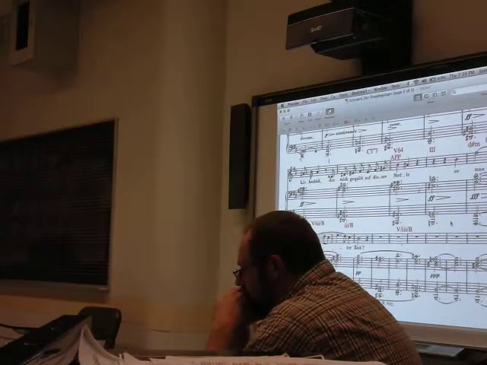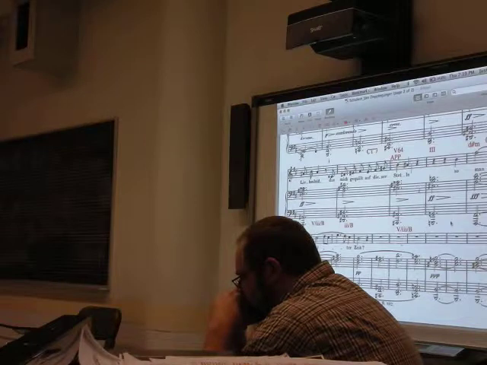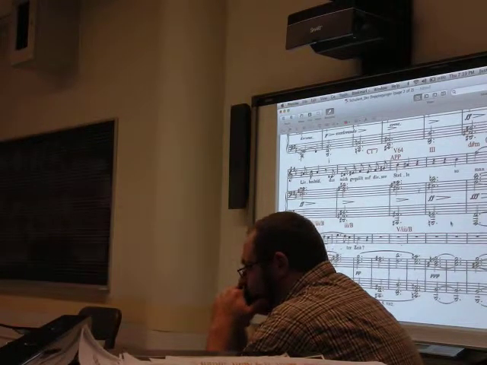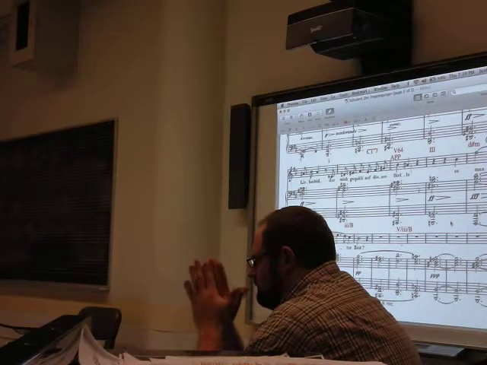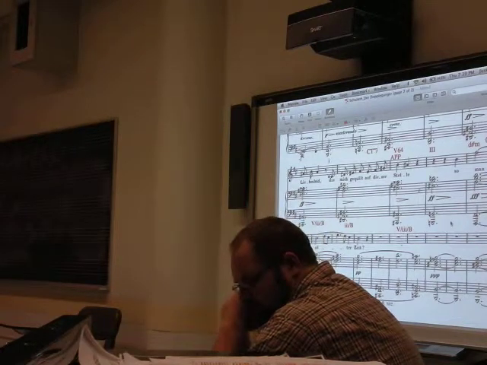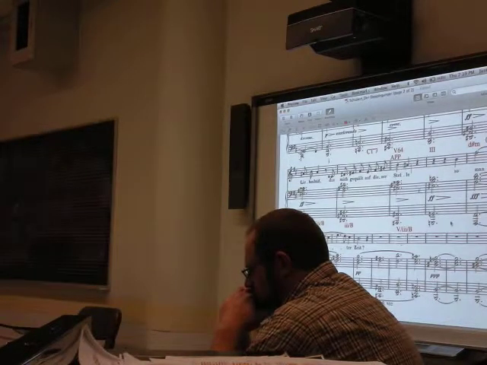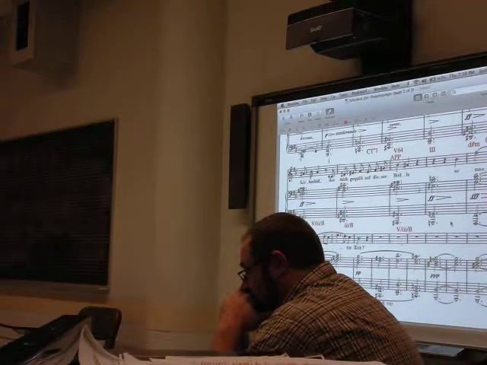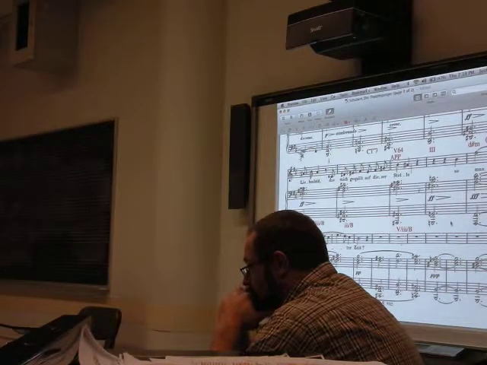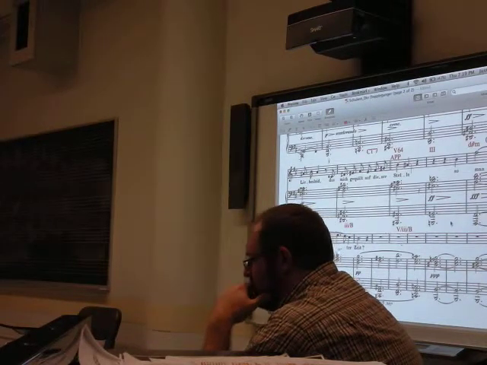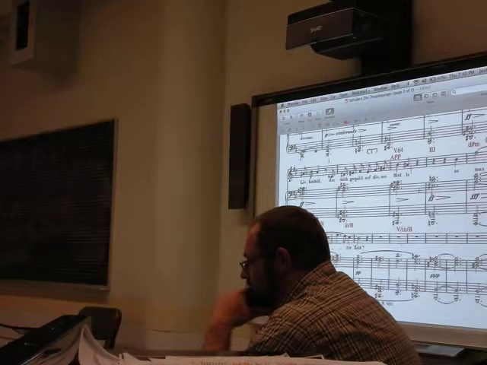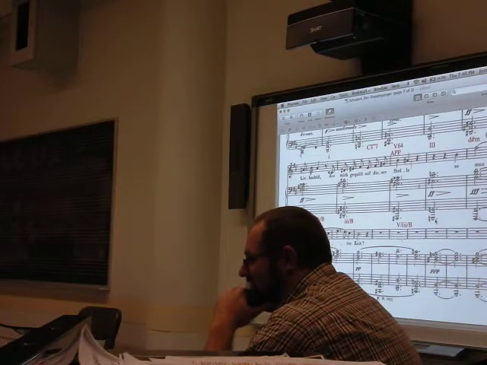And in the following bar, it's like diminished. This is G major? No. No. I thought that's what someone said.